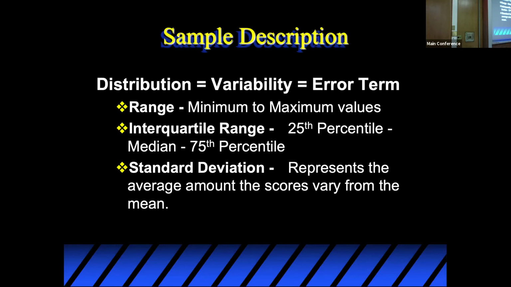So range is from minimum to maximum. That has got to be the easiest way, right? Minimum to maximum. Interquartile range: we said the median was 50% of the data, the point where 50% is greater and 50% is less. The interquartile range is 25% and 75%. So it tells you that 25% of the data is below this number, and 75% of the data would be greater than it. And then standard deviation is the average distance of the variability from the mean. The average distance from the mean.